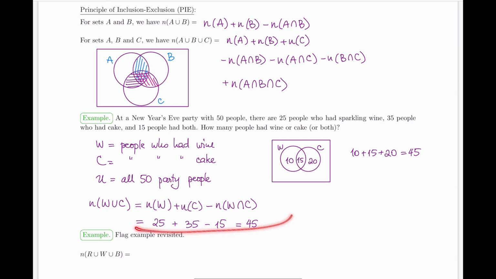So again, to support the principle of inclusion-exclusion visually, I'm counting the number of people who had wine, which is 25, the number of people who had cake, which is 35. I notice that the intersection has been counted twice, so I take out 1 of its occurrences, so I don't count these 15 people more than once. Both of the ways produce the exact same answer. Okay, so this is just giving you another way to approach the same problem.